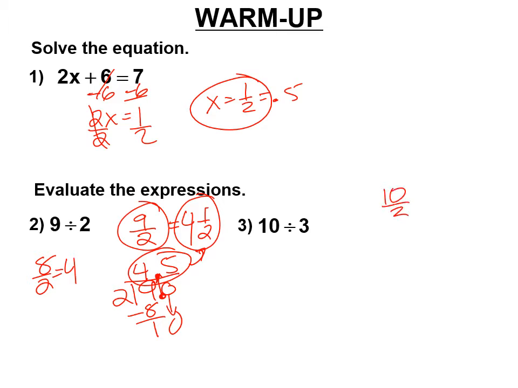Now, what's 10 divided by 3? Well, 10/3 is 10 divided by 3. That's a correct answer. Now, 9/3 is 3, so what is 10/3? It's 3 and 1/3. That's also a correct answer.